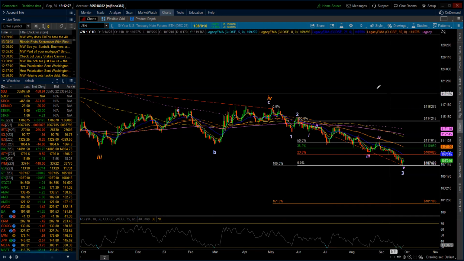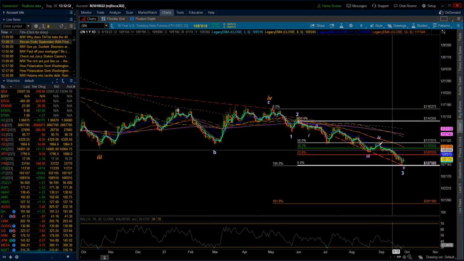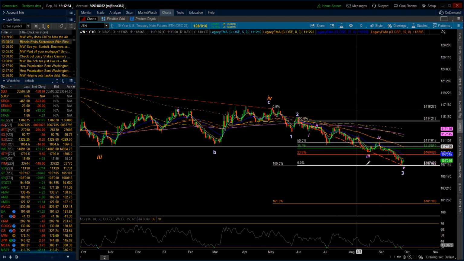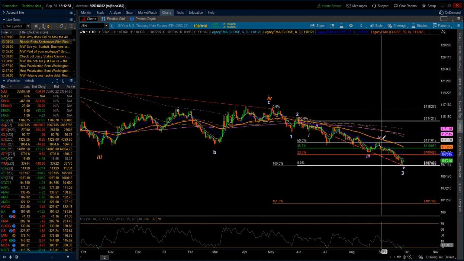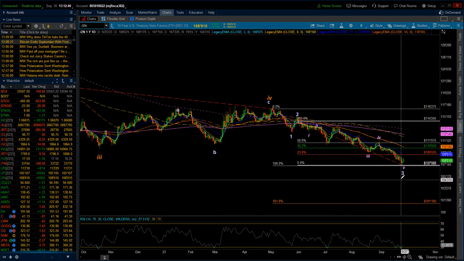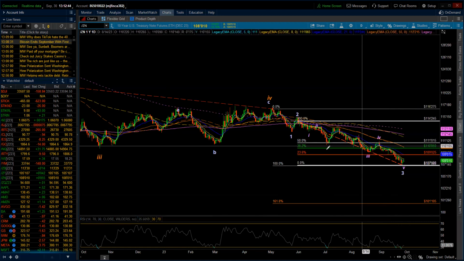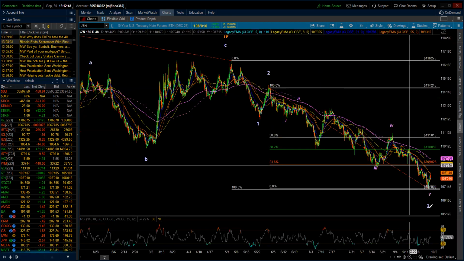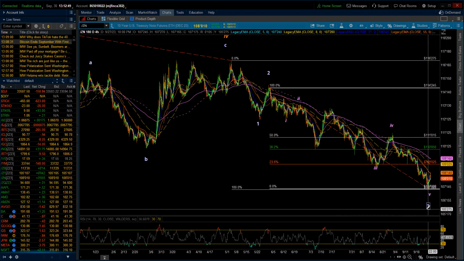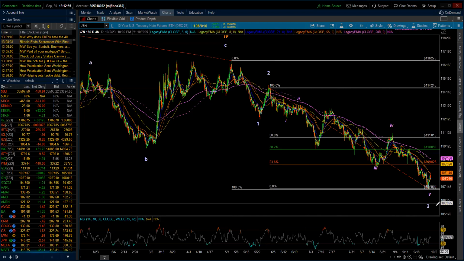So that, combined with the weekly showing that it likely is a 5, but I had to move the 3. And from minute down to minuet level, putting that minute 3 here, that gives us that additional rally and then a drop for minute 5. Then we're into the minor 5.